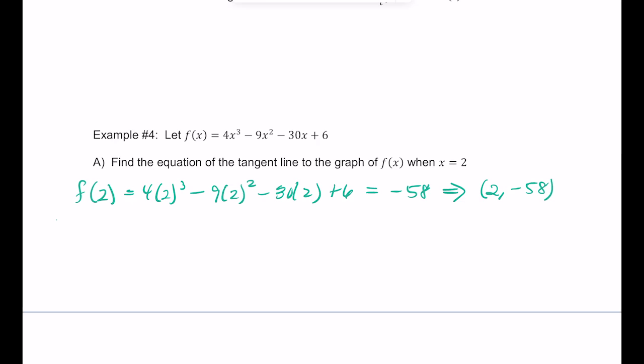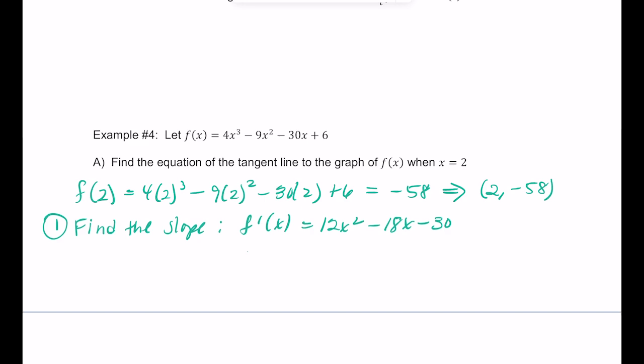So the first thing we would want to do is find the slope, right? Because the derivative and the slope are related. So the first thing we're going to do is find the slope. And to do that, we're going to find the derivative. So the derivative of your original function is just going to be 12x squared minus 18x minus 30. And then remember, the derivative of a constant, in this case 6, would just be 0.